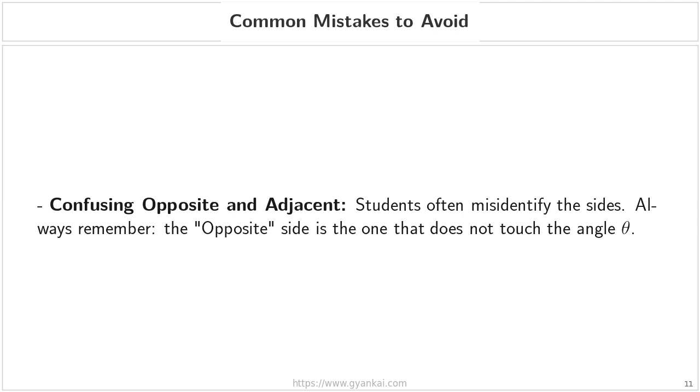When you are looking at your triangle, don't just guess. Always remember, the opposite side is the one that is directly across from the angle theta. It is the side that does not touch the angle at all. If you misidentify these, your entire calculation will be incorrect.